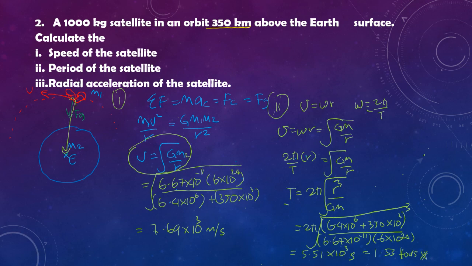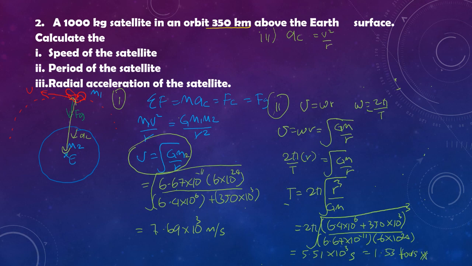Okay, now for the third one. So we take this space for number 3. The radial acceleration of the satellite. So we take the formula a_c here. Centripetal acceleration. Actually, the radial acceleration is also equal to the centripetal acceleration, because the direction is always toward the center. So a_c is equal to v squared over r.